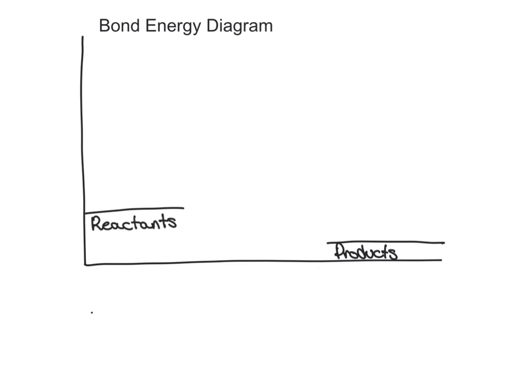Just wanted to go over bond energy diagrams with you one more time. This unit's all about how the energy is stored in chemical bonds, and we show that over here on the vertical axis. As we go up, what we're representing is the amount of energy that's currently in the reaction.